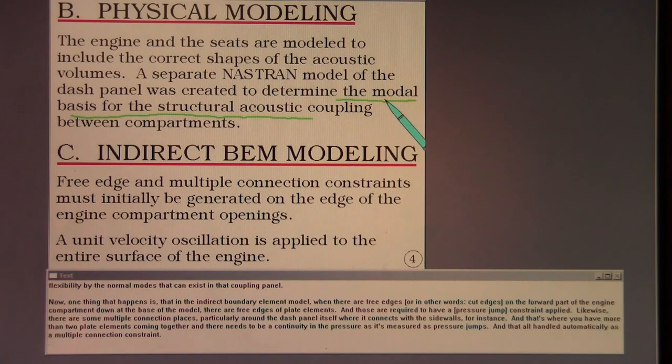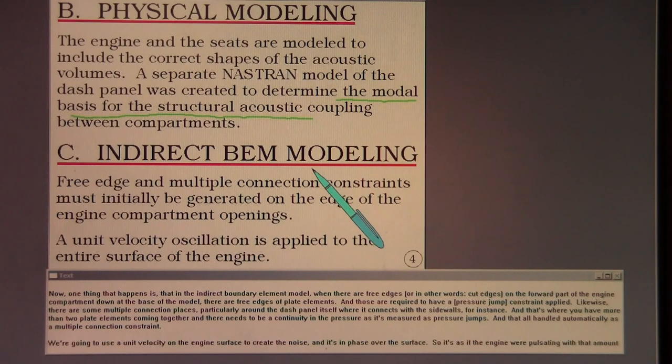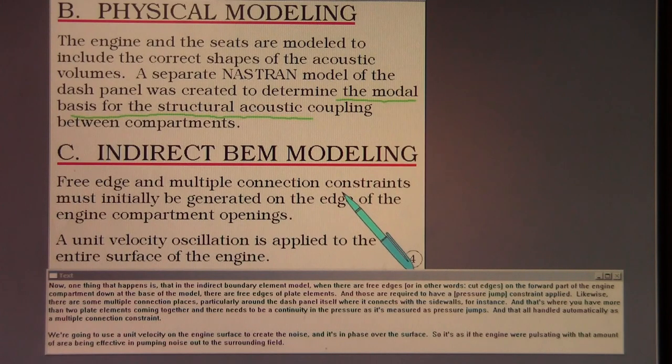Now, one thing that happens is that in the indirect boundary element model, when there are free edges, or in other words, cut edges, as on the forward part of the engine compartment, down at the base of the model, there are free edges of plate elements. And those are required to have a constraint applied. Likewise, there are some multiple connection places, particularly around the dash panel itself where it connects with the sidewalls, for instance. And that's where you have more than two plate elements coming together, and there needs to be a continuity in the pressure as it's measured as pressure jumps. And that's all handled automatically as a multiple connection constraint.